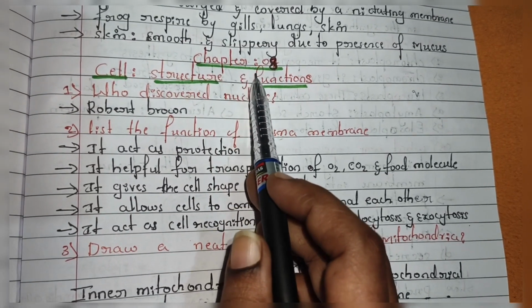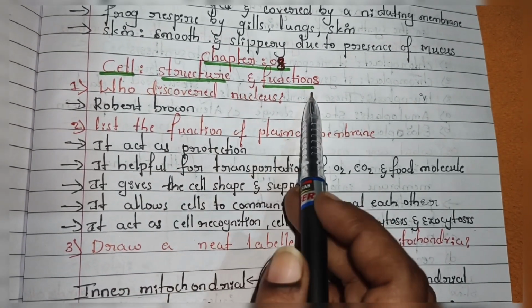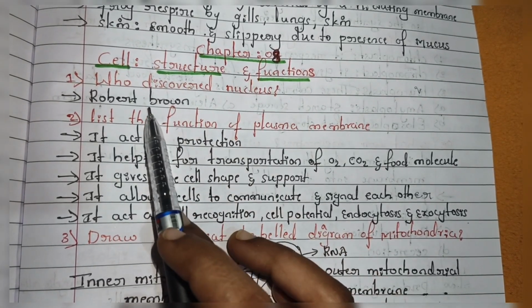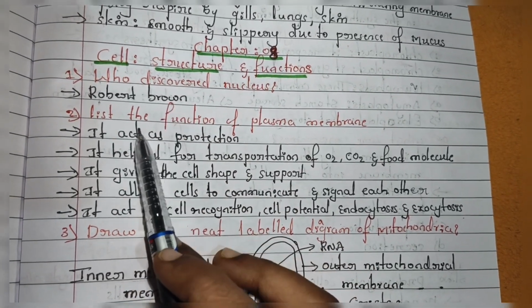Next chapter is chapter number 8, cell structure and function. So from this chapter, first question, who discovered the nucleus? The nucleus was discovered by Robert Brown.